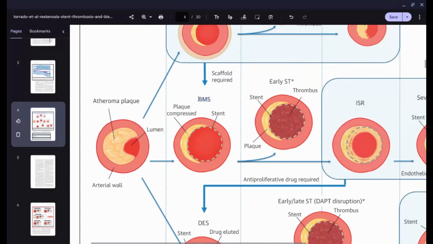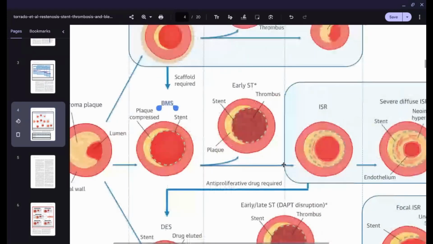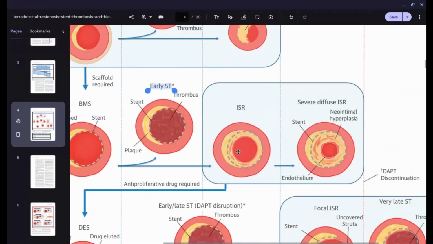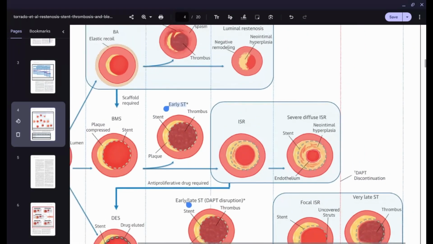Notice initially they were putting bare metal stents. What typically happens is there is early stent thrombosis. That is, after putting the stent, there is stent thrombosis, because sometimes, again, for the reasons we have already seen. Or there is also late stent thrombosis. What happens there is, notice, it doesn't go that way.